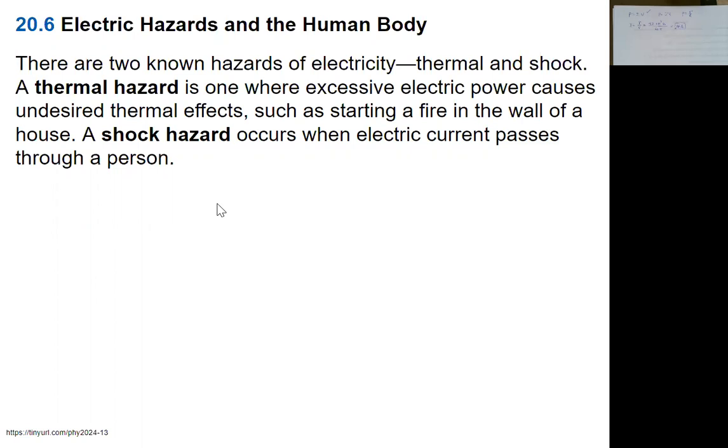But basically, it could be very dangerous when you are dealing with electricity. There are two main hazards. One is called thermal hazards. If you see fire being set up by electricity, that's pretty much the thermal hazard. The other one is the shock hazard, when an electric current passes through your body. We'll take a look at those two one by one here.